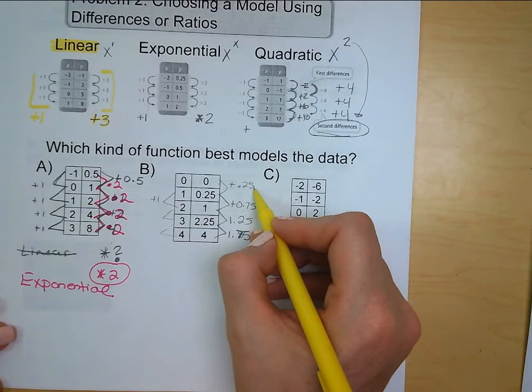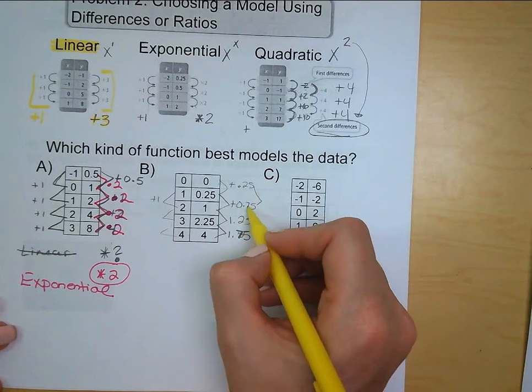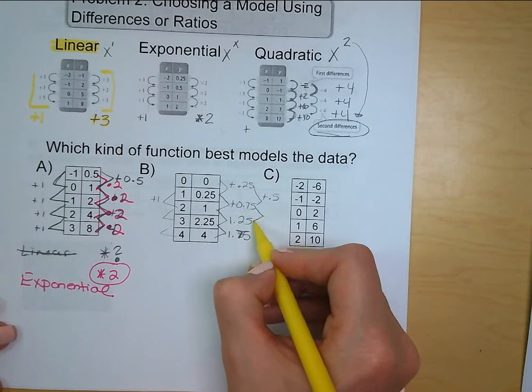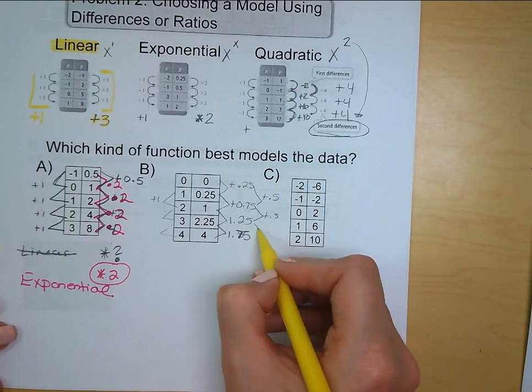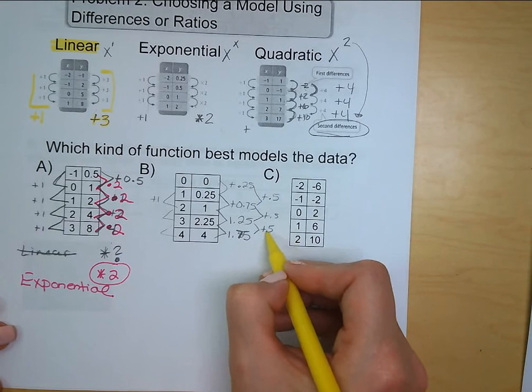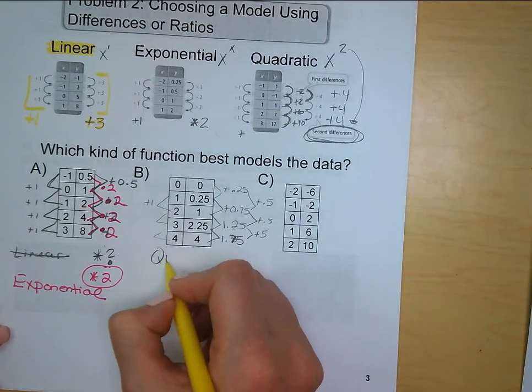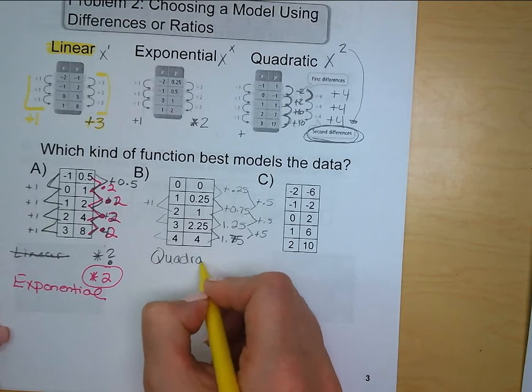We're not multiplying, it doesn't look like. So let's try our second difference. We're adding 0.5. We're adding 0.5. We're adding 0.5. I see a second difference that's the same. So this is going to be a quadratic function.